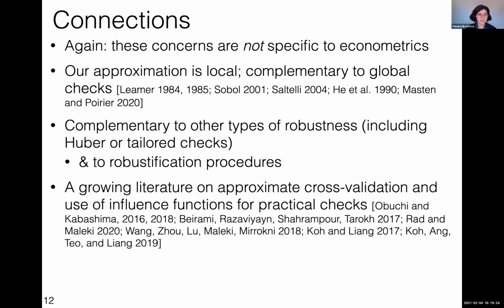I'll just say that this work, in our particular case, grew out of a growing literature on approximate cross-validation and the use of influence functions for practical checks. So there's some fantastic work that's been done by a variety of people, sort of too many to name. And this is such an active area that I know that there must be more papers than what I've written here. But I want to just briefly talk about some of the other work that we've done in this area.